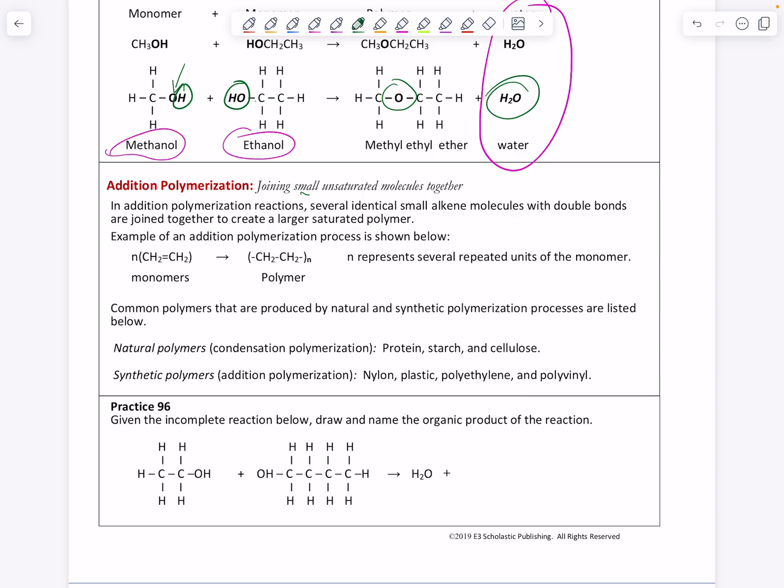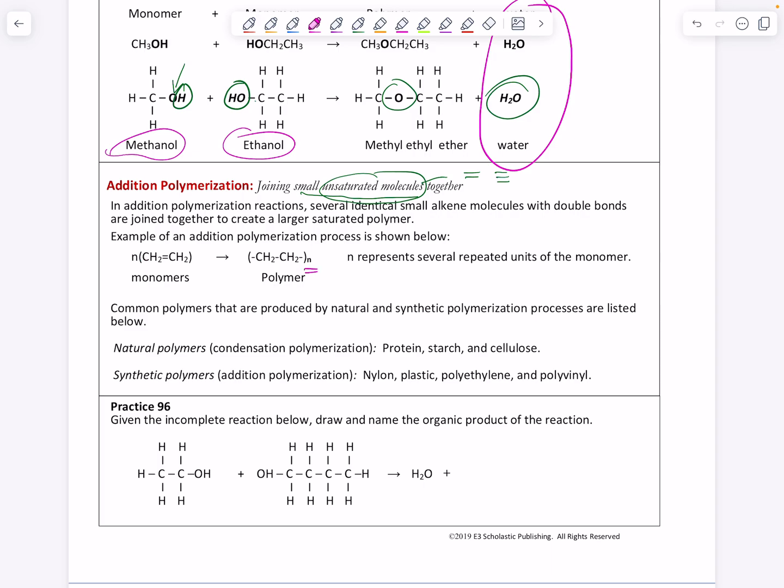What happens here is you have identical small alkene molecules with a double bond, okay? If I look at the example here, the monomer they're using is ethene, so it's got two carbons, right, double bonded. That double bond. When I make the polymer, this is how I visually represent it. If you notice, it's still CH2, CH2, but now it's single bonded. But look, they each have a bond coming off the side now, inside these parentheses, with the N down here as a subscript.